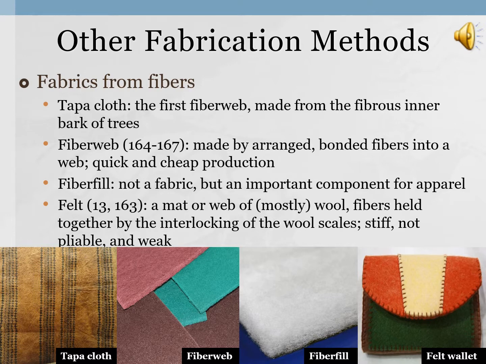But that's when the fiber from the bark of trees is put together via a web to create that particular fabric. Fiber web is made by arranged bonded fibers into a web as well. Pretty quick and cheap production. You've got some examples of that as numbers 164 through 167 in your kit, so you can feel the different types of fabrics that fall under that category.